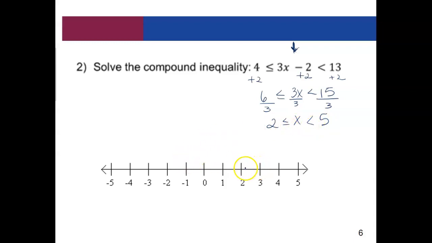So I'm going to come down here. I'm going to put a closed circle on the 2 and an open circle on the 5. Again, that's because it doesn't have an equals sign underneath. And then I'm going to shade everything in between. So as far as my interval notation, it's going to be bracket 2, comma 5 with the parenthesis.